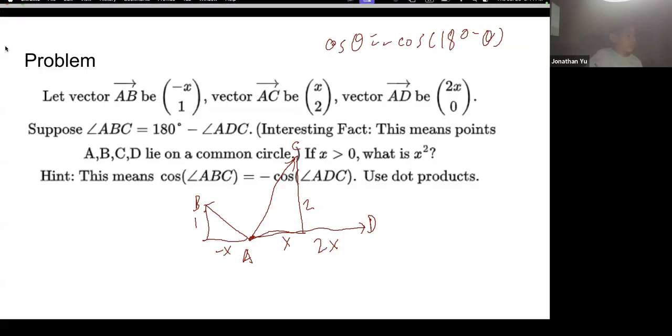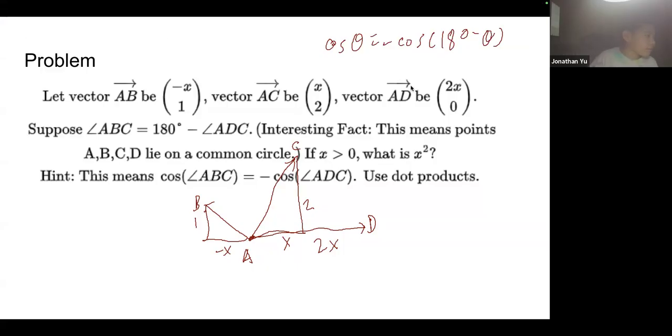So we're going to start with cosine of ADC since it's much easier. By the definition, this is a right triangle. So the cosine of ADC is equal to the adjacent side, which is 2x minus x, or just x, divided by the hypotenuse, which by the Pythagorean theorem, this length is 2 and this length is x. So the hypotenuse is the square root of 4 plus x squared. So that's cosine of ADC.